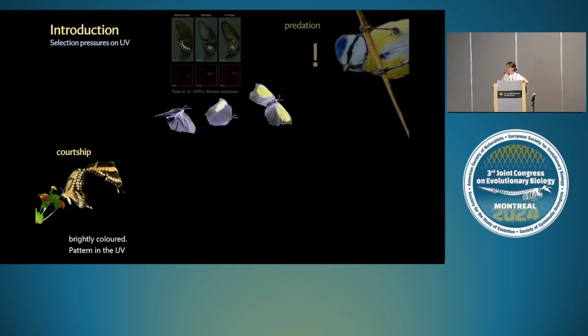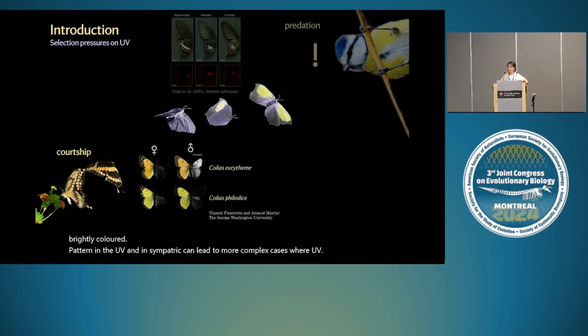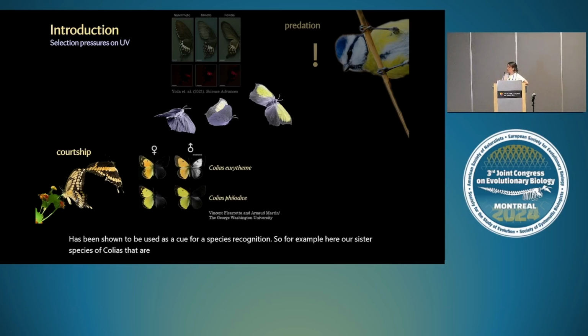In sympatry, it can lead to more complex cases where UV has been shown to be used as a cue for species recognition. For example, here are sister species of Colias that are found in sympatry. You can see that they are similar in their visible light color pattern, but when you look at the UV signal, the males are very different. Experiments have shown that the females use this UV signal to recognize conspecifics from heterospecifics.